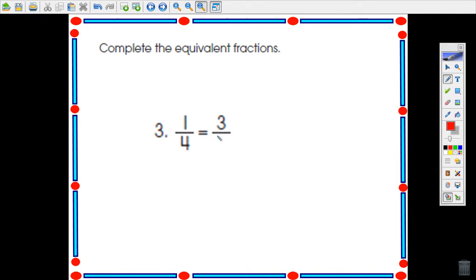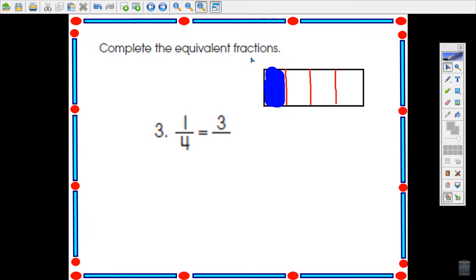Here we have 1/4 is equal to 3 what? Let's do this one again with our rectangles. So we're going to have our rectangle. We're going to cut it into 4 pieces. And this time we have just one out of 4 pieces shaded in blue.